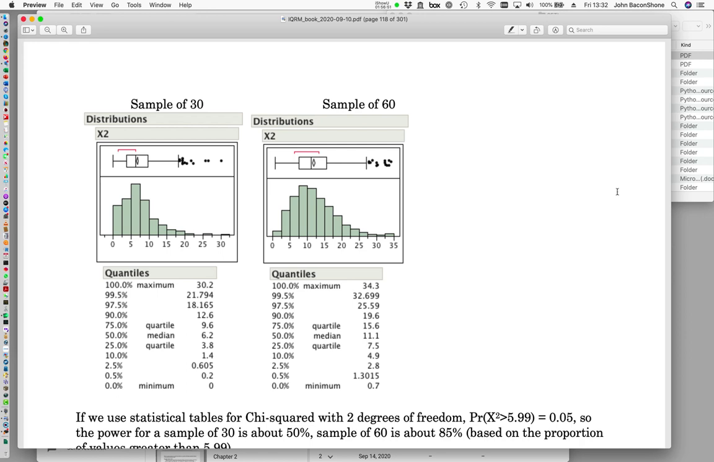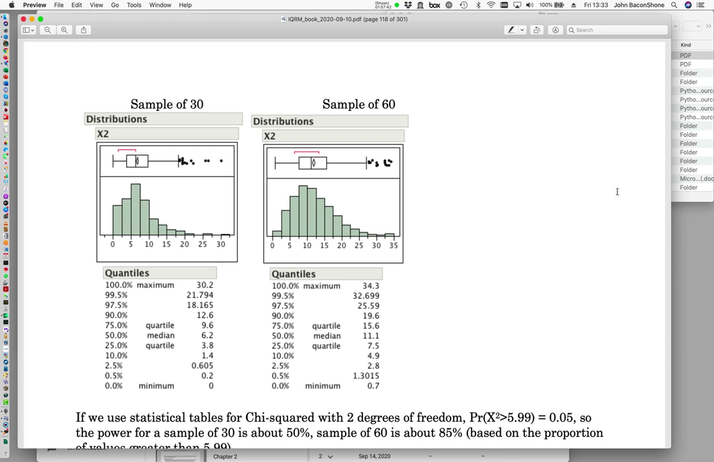The right-hand side shows what happens if we increase the sample size to 60. Now you can see the median value of x squared is about 11. That means much more than 50% of the time we will reject the null hypothesis. In fact, the lower quartile is 7.5, so more than 75% of the time we will reject the null hypothesis at 5%. If we look it up carefully, it's about 85% of our samples where we would reject the null hypothesis with a sample of 60. So with a sample of 30, the power is about 50%. With a sample of 60, the power is about 85%.